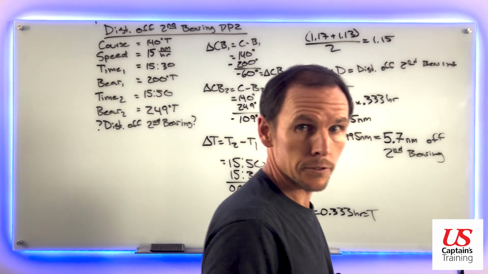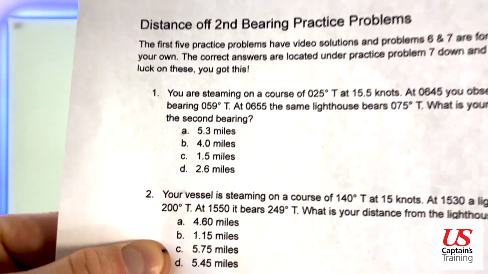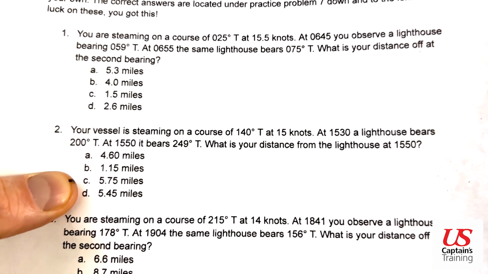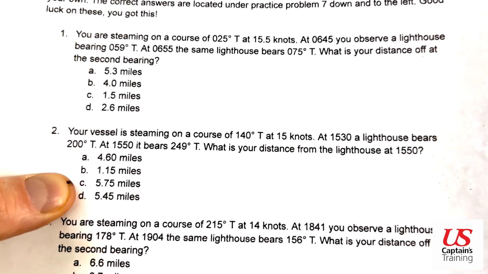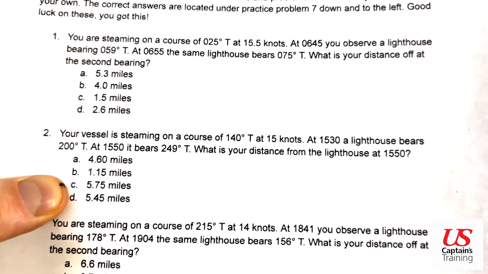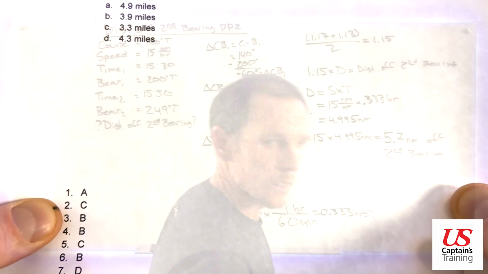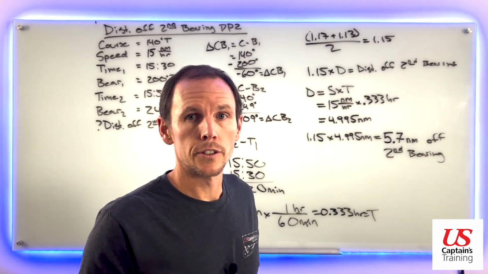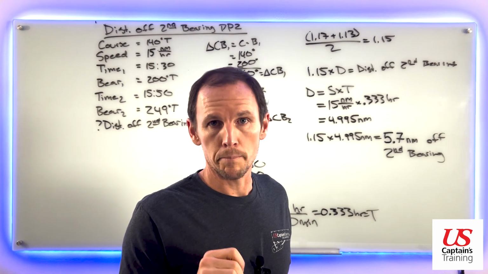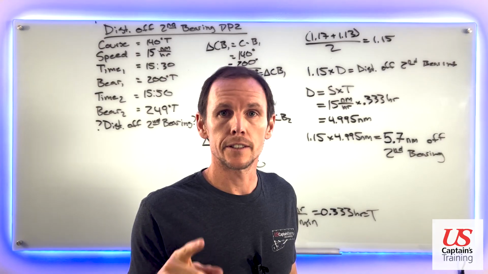Let's check it out, see if we got it. I'm doing these problems with you. For some reason, this has it to 2 decimal places, but 5.75, that would be the closest one we got. Let's check it. And it checks out. 2 is C. That's the solution to distance off second bearing, practice problem 2, and we're going on to 3. So I'll see you there.